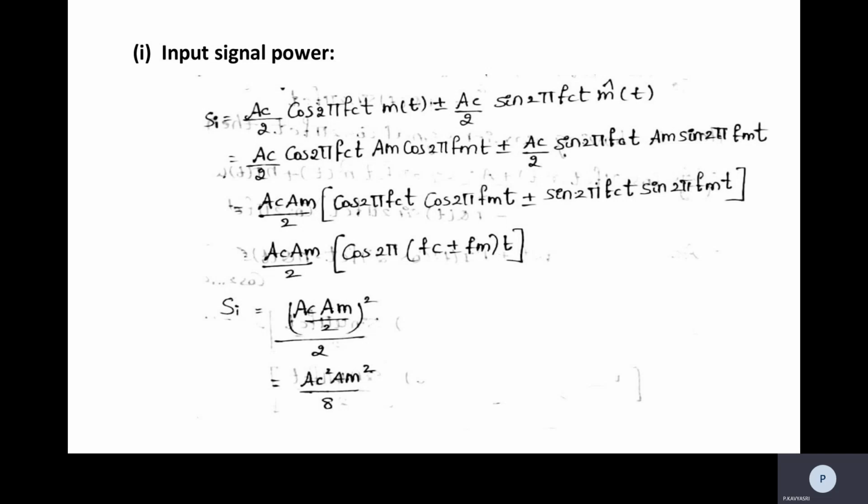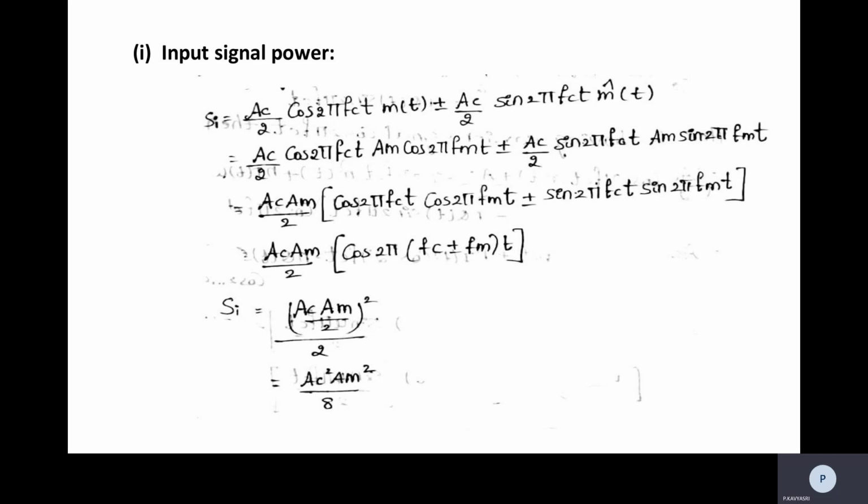It can be written as Ac by 2 cos 2 pi fct into m of t plus or minus Ac by 2 sin 2 pi fct into m cap of t. In the next step, I write Ac by 2 cos 2 pi fct, and in place of m of t, I write Am cos 2 pi fmt, plus or minus Ac by 2 sin 2 pi fct, and in place of m cap of t, I write Am sin 2 pi fmt.